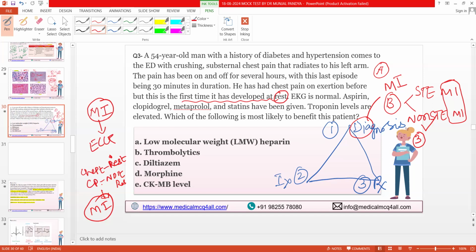What happened? He was fine in the night. What silent MI happened? In the morning he did not have any pain. He is a diabetic patient and he had an acute silent MI in the night, 2 o'clock. He is flat now. Is that clear? Yes or no? So now, yes.